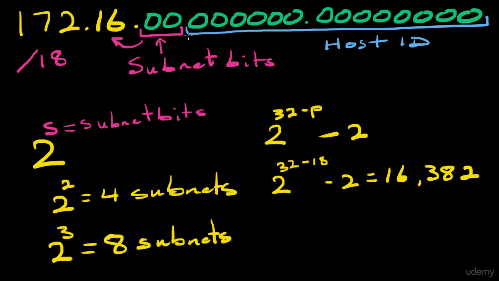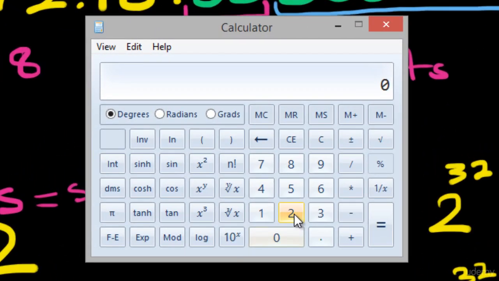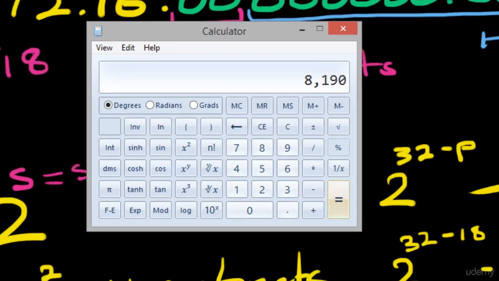To take that extra bit, I would need a prefix of /19. Therefore, the number of IP addresses I would have is 2 to the power of 32 minus 19, minus 2. This is going to work out to 2 to the power of 13. 32 minus 19 is 13, which is equal to this, minus 2, which is 8,190.